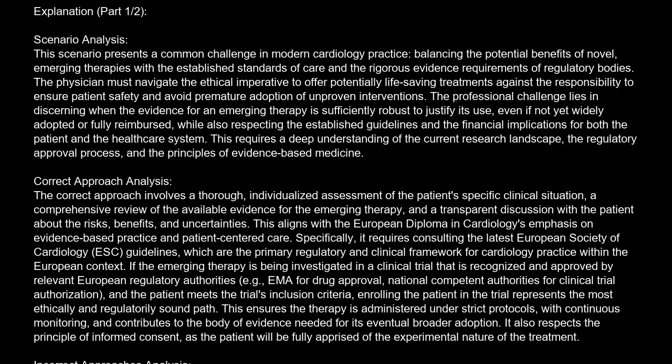If the emerging therapy is being investigated in a clinical trial that is recognized and approved by relevant European regulatory authorities, e.g., EMA for drug approval, national competent authorities for clinical trial authorization, and the patient meets the trial's inclusion criteria, enrolling the patient in the trial represents the most ethically and regulatorily sound path. This ensures the therapy is administered under strict protocols, with continuous monitoring, and contributes to the body of evidence needed for its eventual broader adoption. It also respects the principle of informed consent, as the patient will be fully apprised of the experimental nature of the treatment. Incorrect approaches analysis.